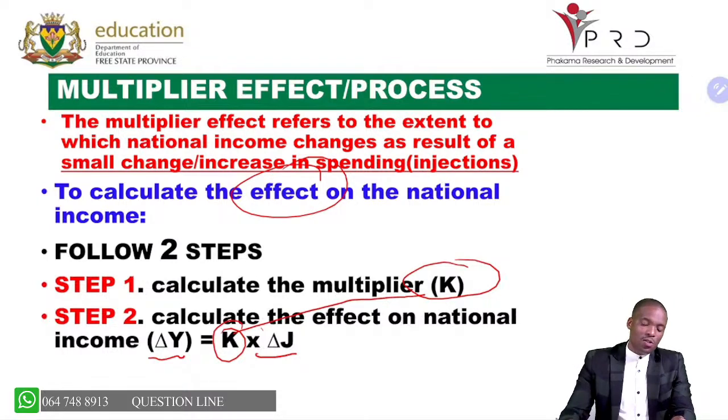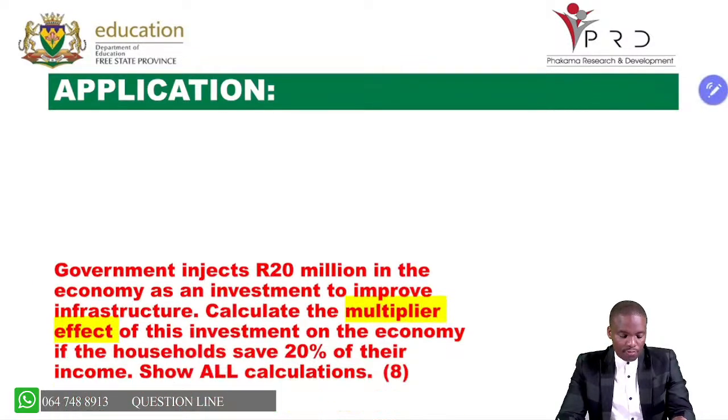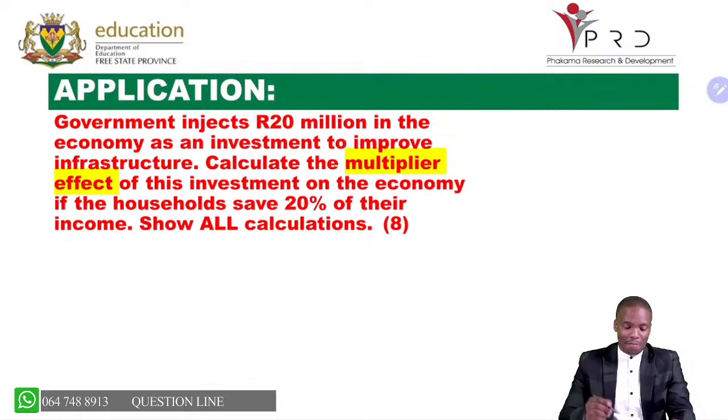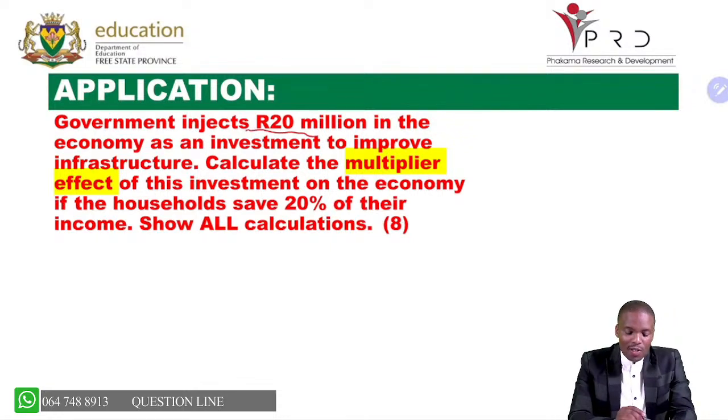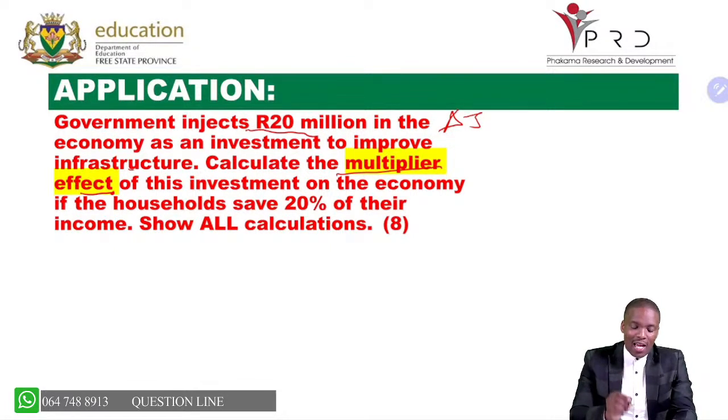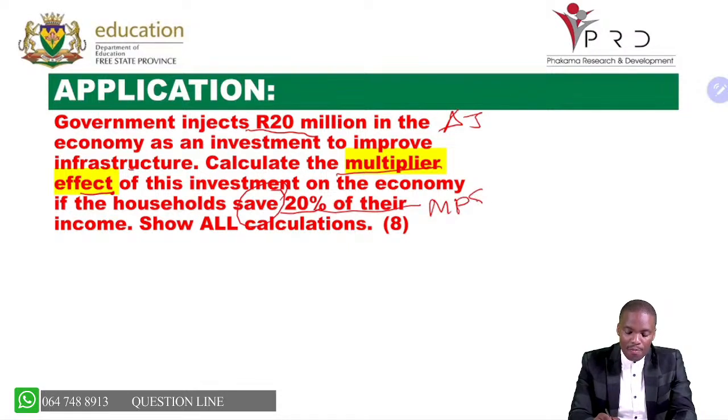Let's apply that into practice. Application. Right. So the government injects 20 million. So automatically that tells us that is the change in J, to improve infrastructure. What is required of you is to calculate the multiplier effect if the households save 20% of their income. So that already tells us that the saving becomes our MPS.